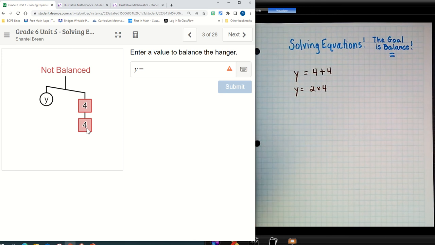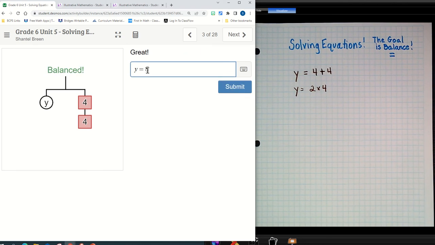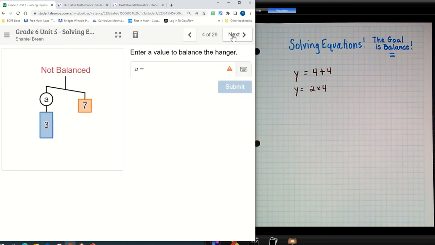And that one was pretty easy, right? y in this case would have to be 8 because 4 plus 4 is 8. So therefore y is 8. And if we plug y in, it checks out. So that was a pretty easy one. The next one, though, is a little more complicated. So for this one, we have to do some balancing.